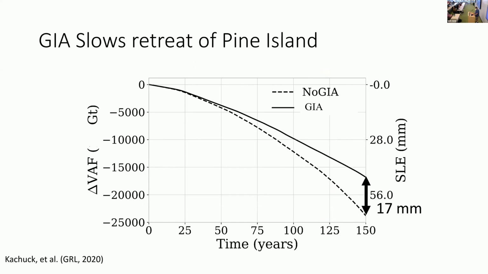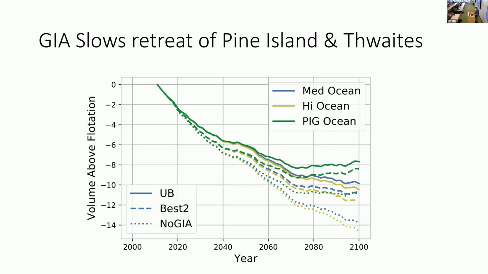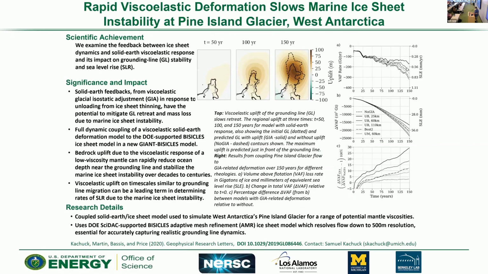And it winds up being about 17 millimeters of sea level rise, which may not sound like much. Remember, that's 17 millimeters spread over the entire Earth, which is actually a lot of water. So it's actually meaningful. And this is different with different bedrock models. You get different answers, but the answer is still pretty consistent. And we wrote a paper about this that came out in 2022.